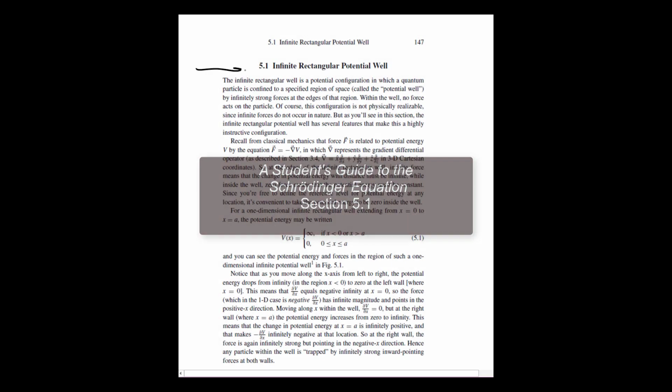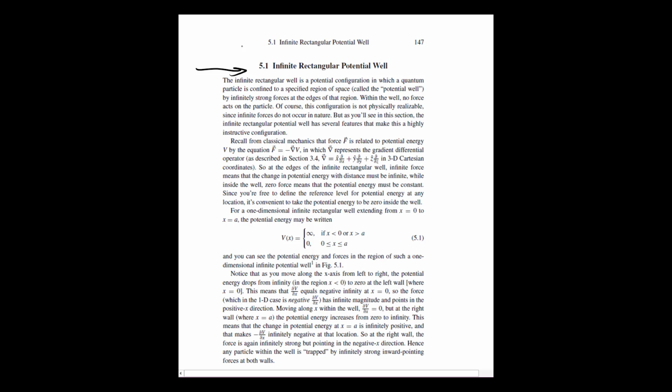Hi, this is the video for section 5.1 of A Student's Guide to the Schrödinger Equation. This is the first of three sections that deal with specific potentials. In this case, it's the infinite rectangular potential well.